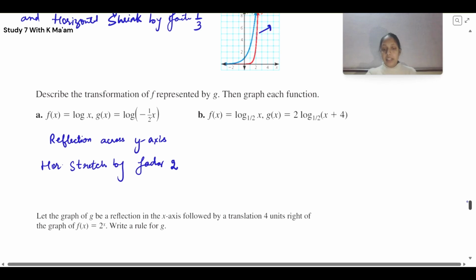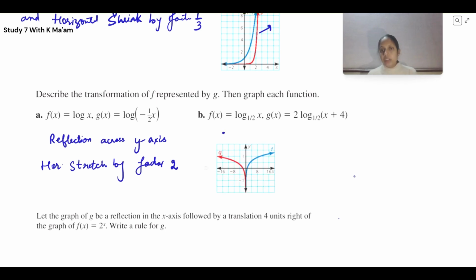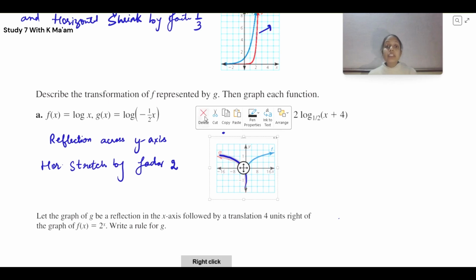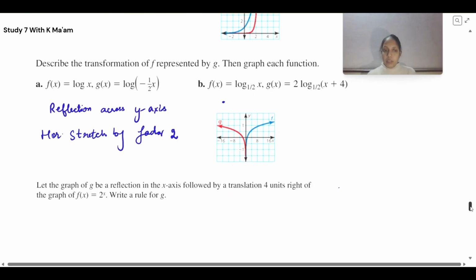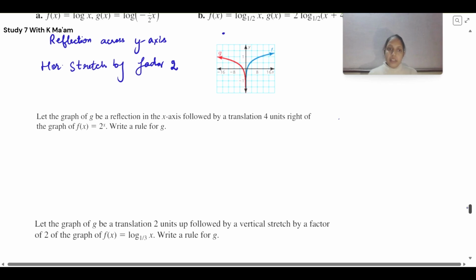The graph will look like this. It's a reflection across the y-axis, so it will be shifted to this side first. Then it is stretched by 2 units. So it's a stretch of 2. Okay.